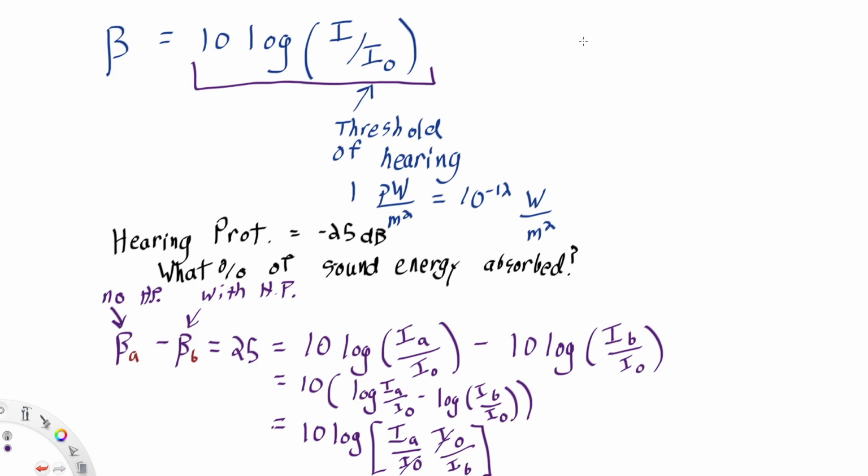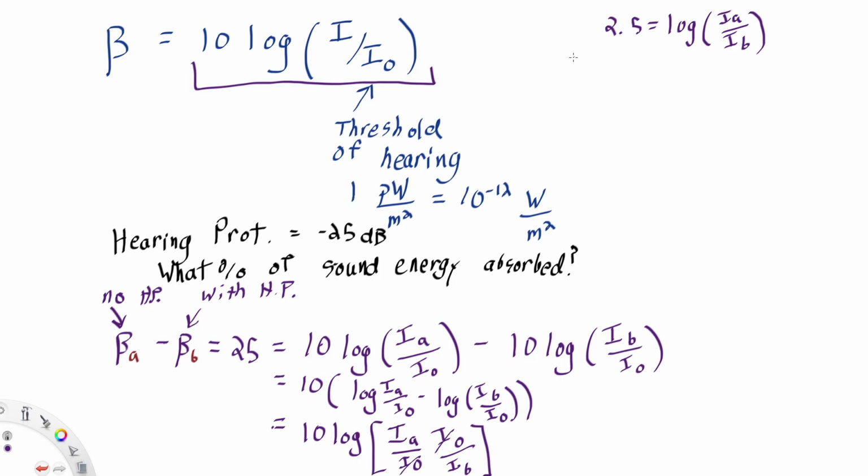I'm going to move up to the top of the screen here. And I'm going to divide off that 10 on both sides. So we'll have 2.5 equals the log of the intensities without and with hearing protection. Oh, and you know what? I forgot a very important thing. Wait, no I didn't. Never mind. We're good. Okay. So we don't know what IA or IB is, but I would like to know what the ratio is of IA to IB, not the log of the ratio.